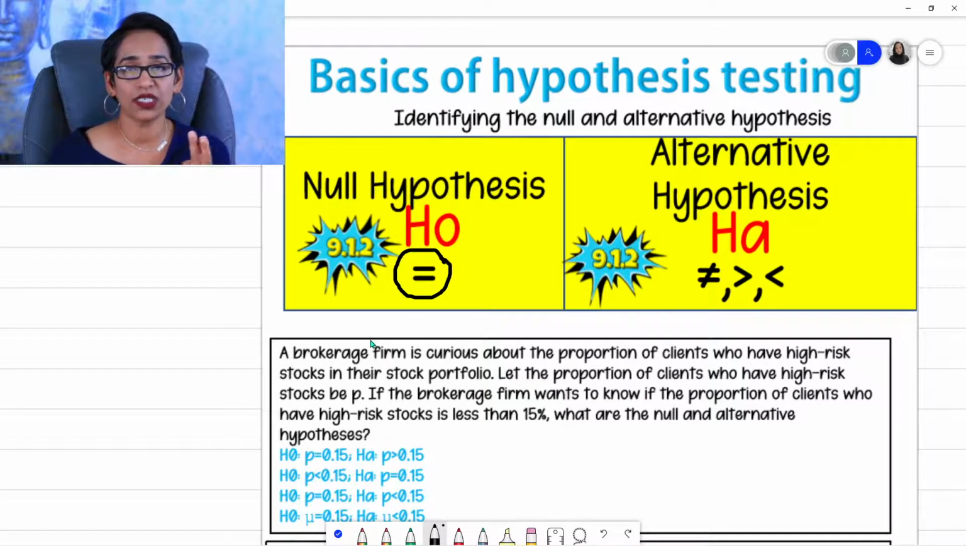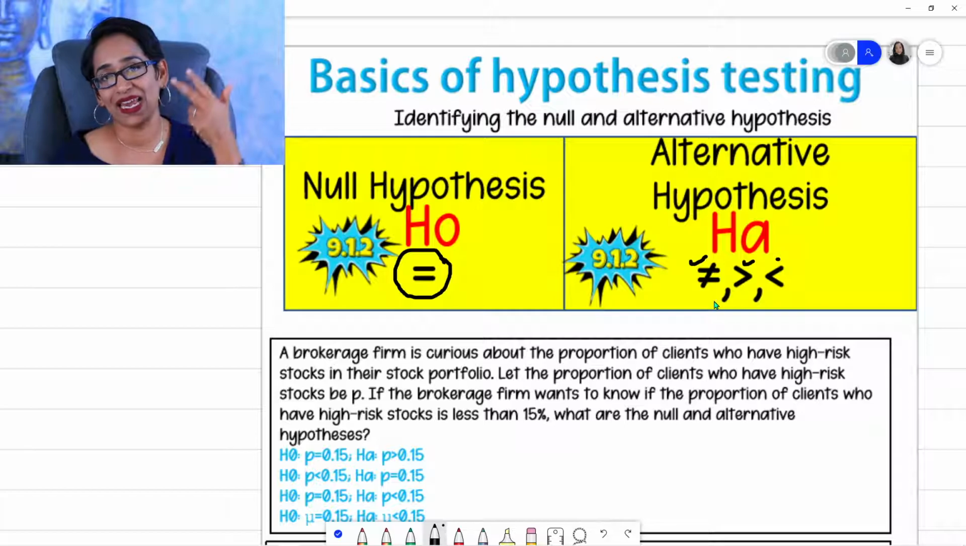Null and alternative are opposites of one another. They're complements of one another. So if it's equal to, that means the opposite could be not equal to, greater than, or less than. So if you see not equal to, greater than, or less than, it's the alternative. You might say, Miss, what does that even mean? Let's take a look.